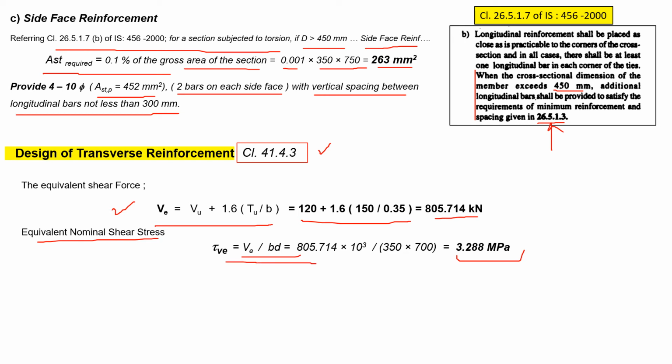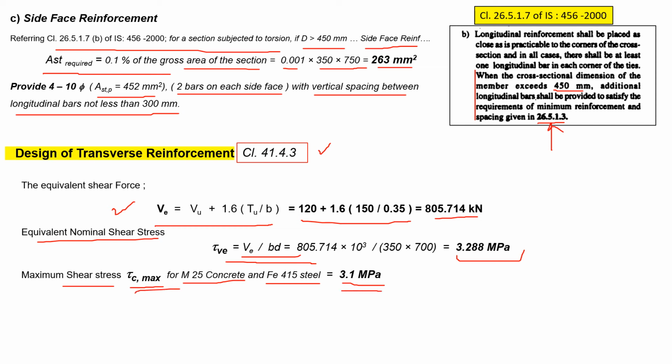Now first of all, we have to apply the check of the maximum shear strength carrying capacity of the concrete section. The maximum shear stress, tau C max, for M25 grade of concrete and Fe 415 steel, we can get from table number 20 of IS 456. This value comes out to be 3.1 MPa. Now you can compare here tau C max, which is allowed by the code.